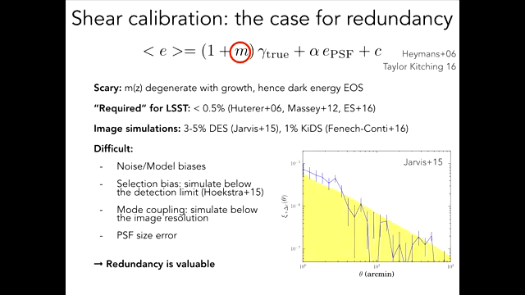Because this systematic effect is so important, the requirements for future upcoming experiments, like the Large Synoptic Survey Telescope, are very stringent. So basically, you need to get this number small, to below 0.5%.